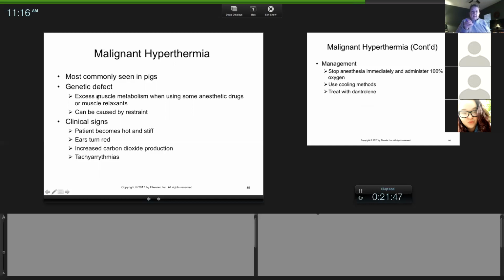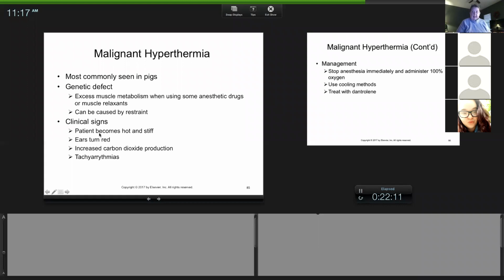And what happened, it used to be brought out by halothane anesthesia. ISO and SEVO don't tend to bring it out as much. You guys don't use halothane anymore, but in my day, this dog had halothane. That's because I'm old. But it can be caused by restraint, but it was usually brought on by the anesthesia.